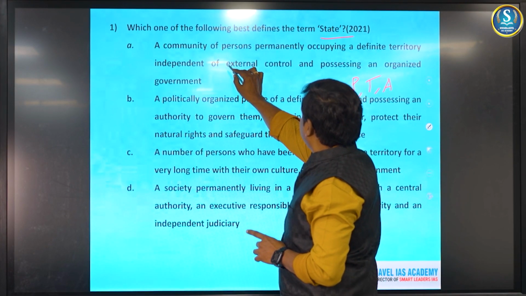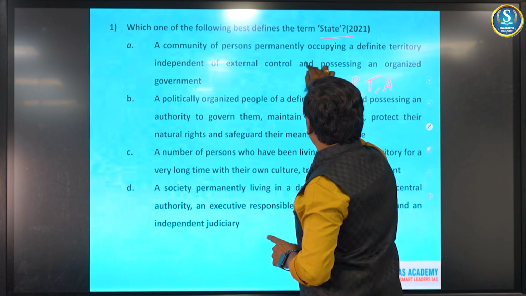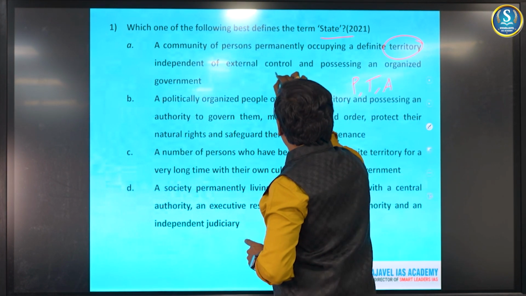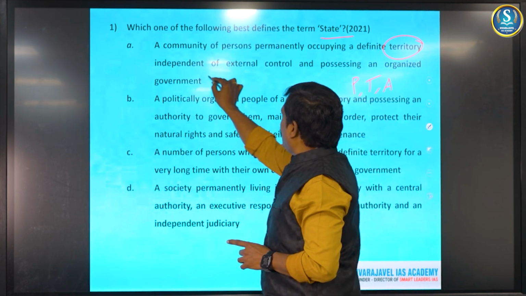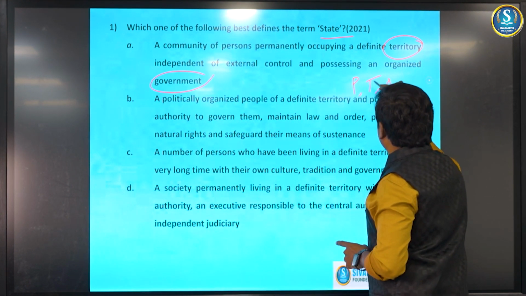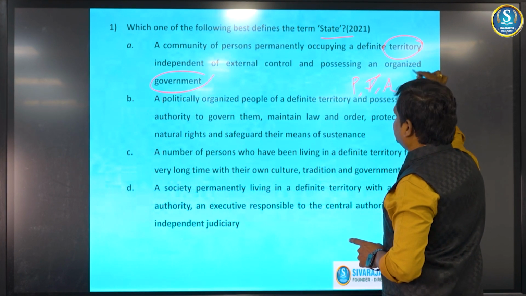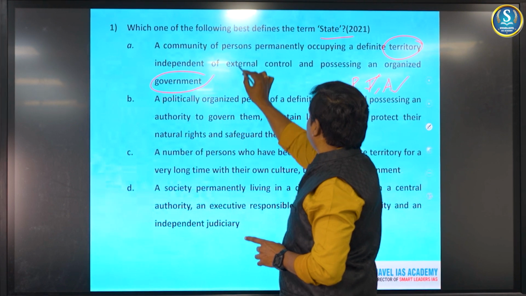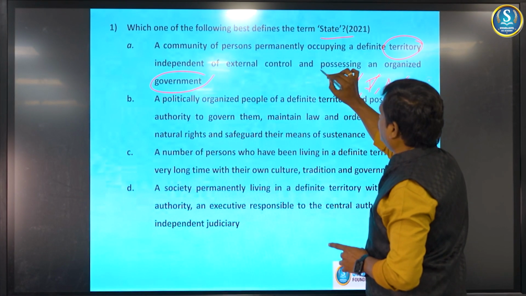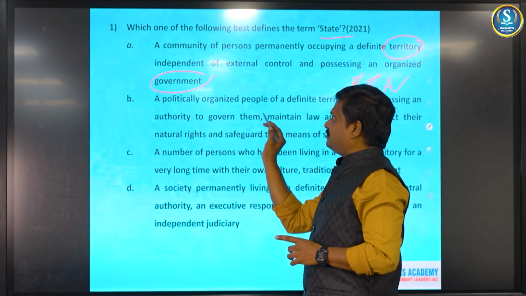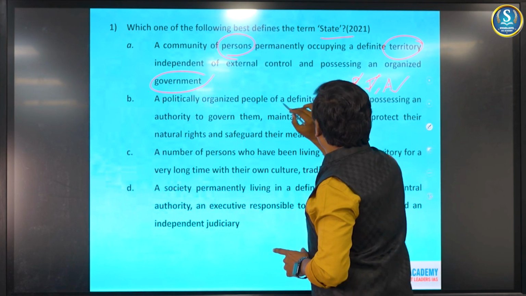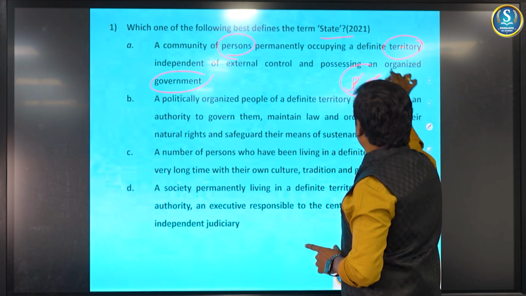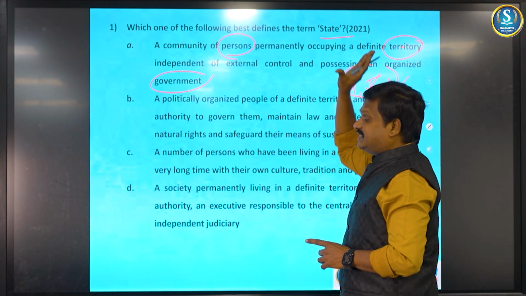If you look at this first statement, a community of persons permanently occupying a territory is there, independent of the external control and possessing an organized government. So, 2 things are there. One is the territory and administration is there. Population, all the 3 are there in the first statement. A community of person, that is population, territory, and there is a government for administration. So all the 3 are present in the first statement itself.